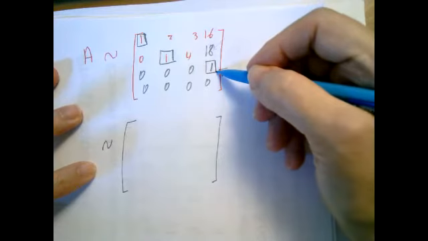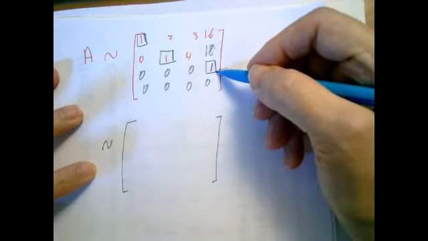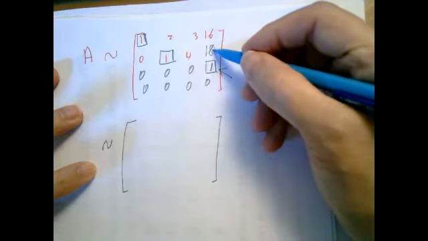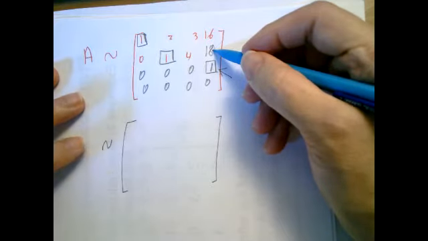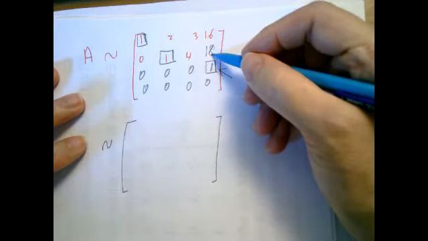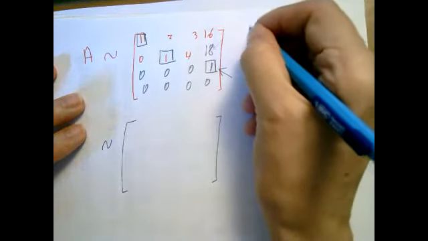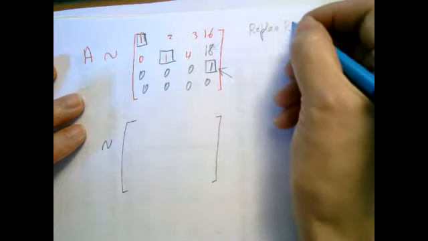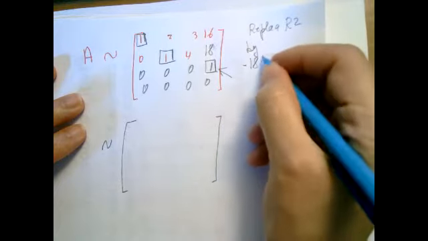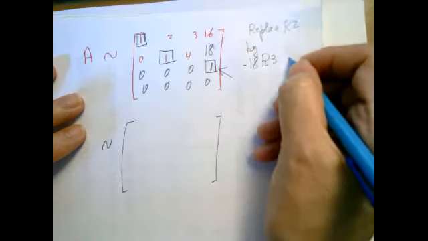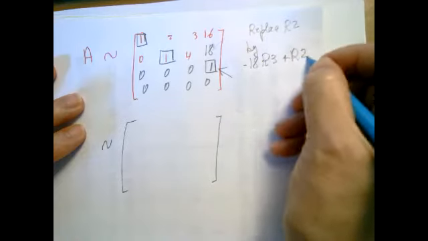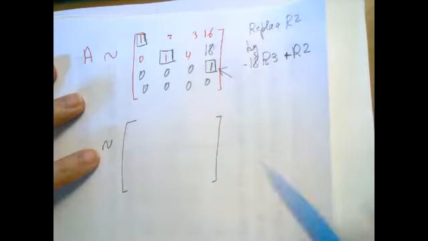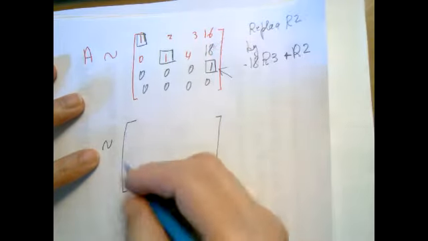I'm going to take this row, multiply it by minus 18, and add it to the one above it. By doing this, I create a 0 in here. So let me write this down. We're going to replace the second row by minus 18 row 3 plus row 2. And by doing this, this will become a 0 here. So let us do that.